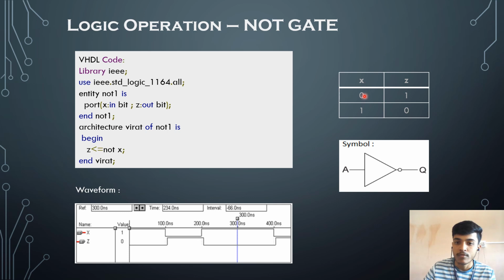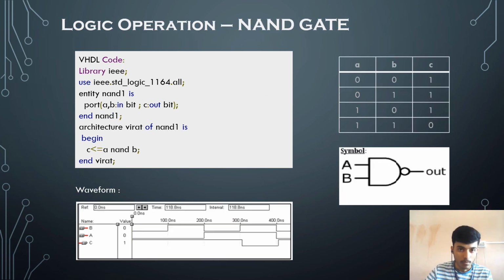Similarly, if x is 0, z has to be 1. If x is 1, z has to be 0. Let's see here: x is 1, z is 0; x is 0, z is 1. So this is performing the inverter operation, that is the NOT gate. Again, I have the logic operation for the NAND gate, because this presentation is mainly using VHDL as an introduction to VHDL code.